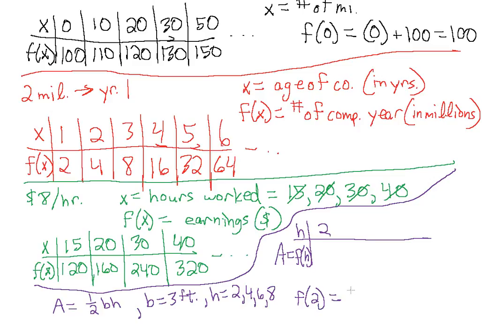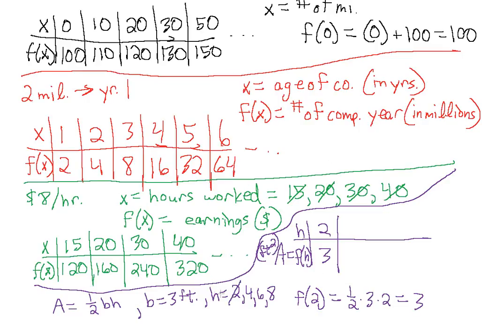F of 2 equals 1/2 times our base, which is 3, times our height, which in this case is 2. 3 times 2 is 6. 6 times 1/2 is 3. So our area is going to be 3. And this is going to be in feet squared, or square feet, however you want to say it. It's the same thing. So the area of the triangle with a height of 2 and a base of 3 is 3 feet squared. All right, let's do the next one.